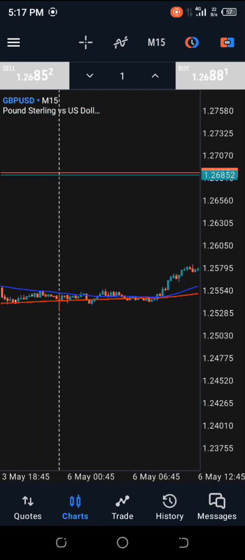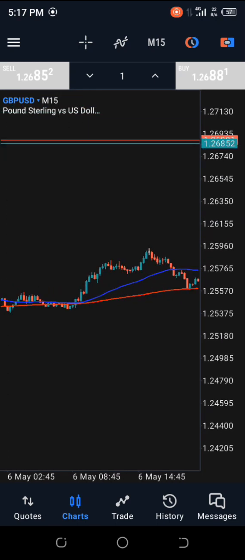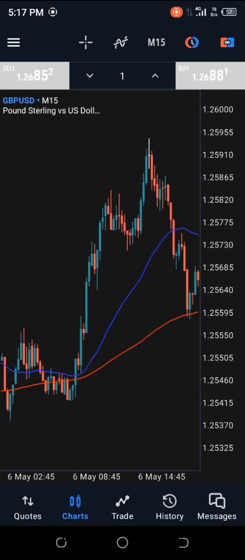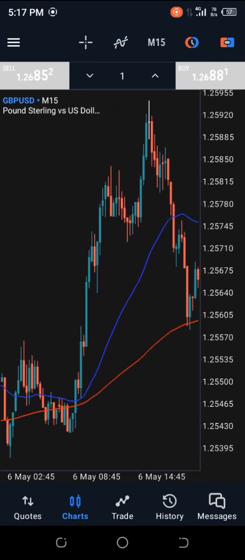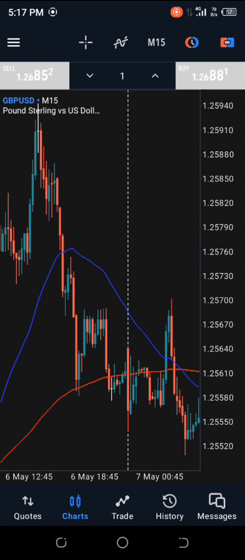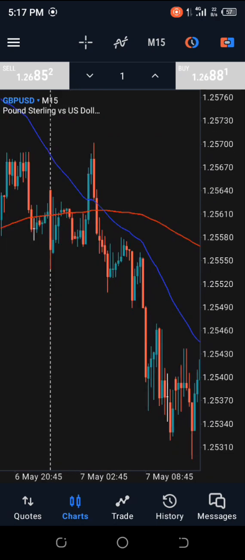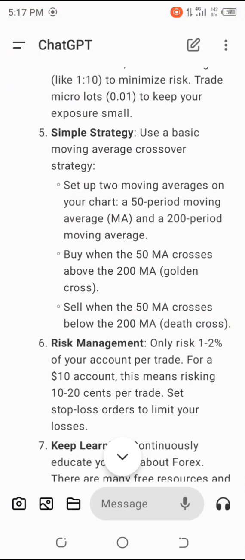All right, so let's pick from this particular point. Okay, so let's keep moving. Boom, this is the first signal. Remember, ChatGPT says, let's go back to ChatGPT. ChatGPT says I should sell when the 50 moving average crosses below the 200 moving average, and I should buy when the 50 moving average crosses above the 200 moving average. All right, let's go back.